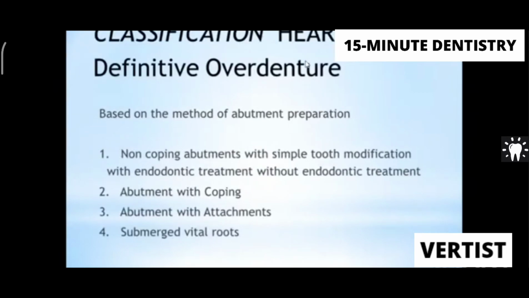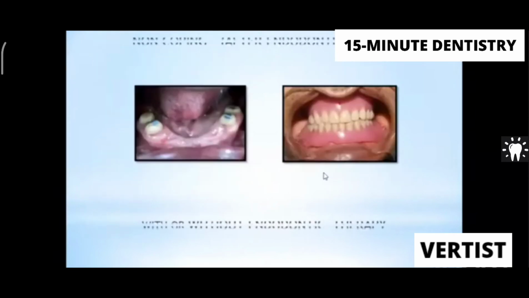Now, definitive overdenture classification is given by Hartwell, and we know that it is either non-coping, abutment with coping, abutment with attachments, and submerged vital roots. So let's see the pictures one by one. This is something non-coping. It can be given with or without endodontic treatment.